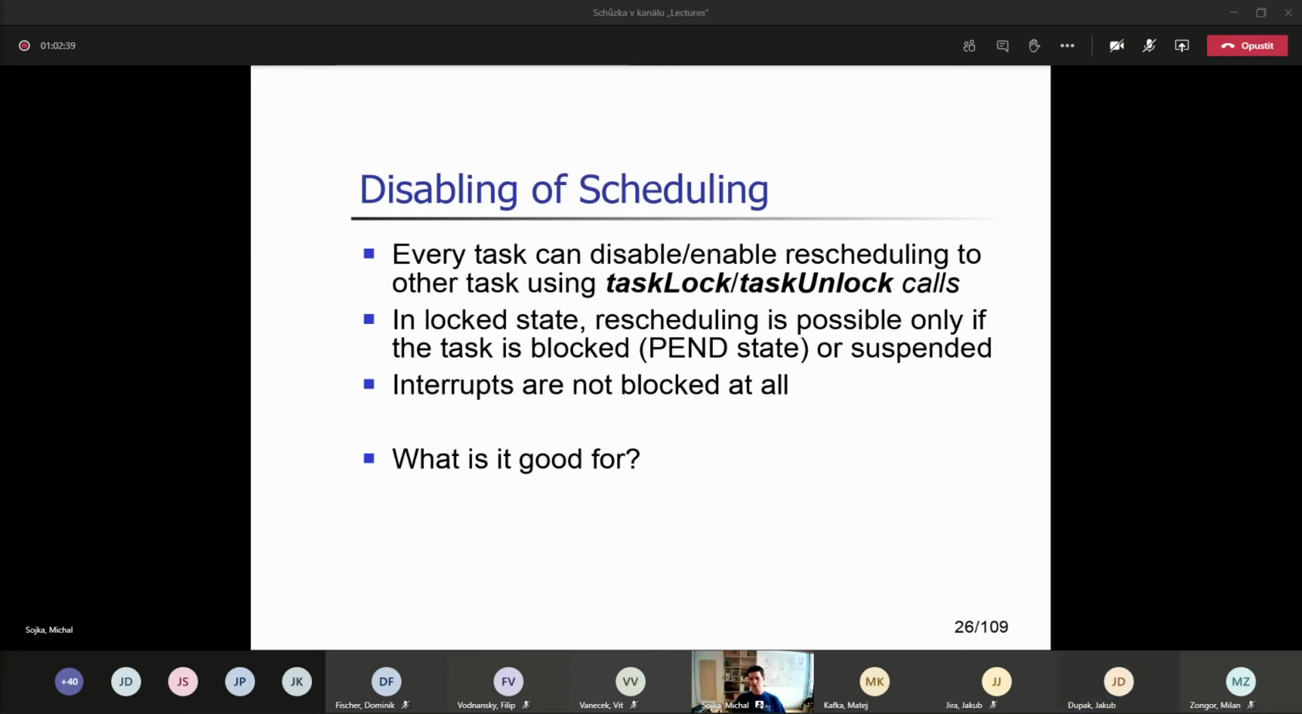Yes, exactly. Basically you want to do something which happens atomically and you don't want to be interrupted by some other task running. Perhaps you also know that if you want to achieve this, maybe you use mutexes. So you lock a mutex and unlock it when you are done. So do you have an idea what is better, whether mutex or this taskLock and taskUnlock?